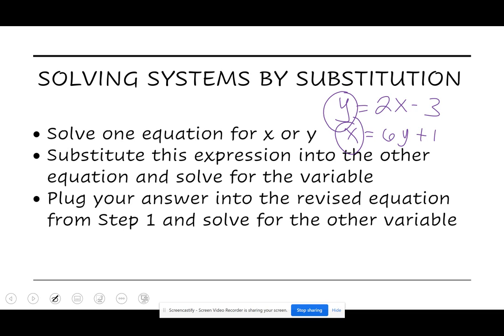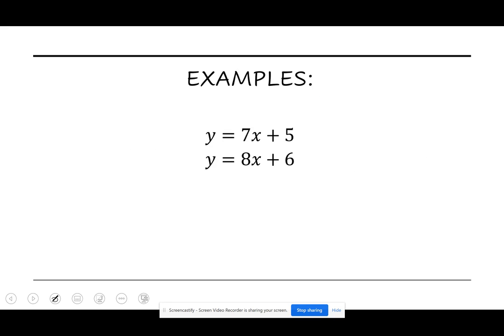Then we're going to substitute this into the other equation. So if we have y equals 2x minus 3, since it's equal, I can plug that whole 2x minus 3 in for y in the other equation. You're going to solve for the variable that's left and then plug your answer for that variable into one of the other equations. So we're going to look at an example.